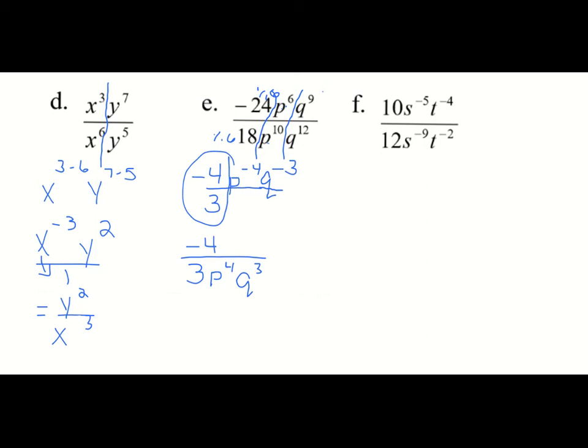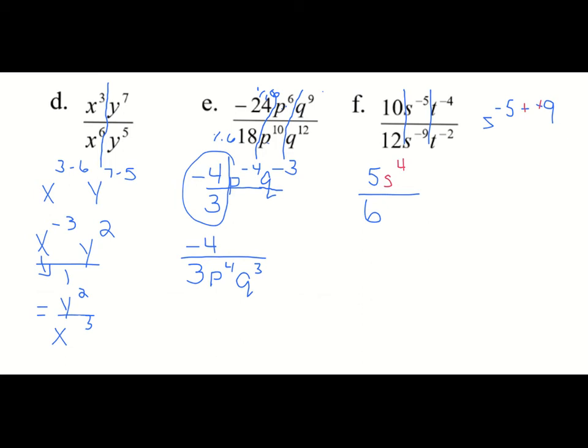All right, let's see here. So for f, we can do the same thing. We do that quotient rule again. We just got to deal with negative signs. So 10 and 12, I can divide them both by 2, and that's just simplifying that fraction there. So we're going to have 5/6. And then now for s, we're going to do negative 5 minus negative 9. So again, we're going to do addition of the opposite. Negative 5 plus 9 is a positive 4. So we have s to the 4th power.